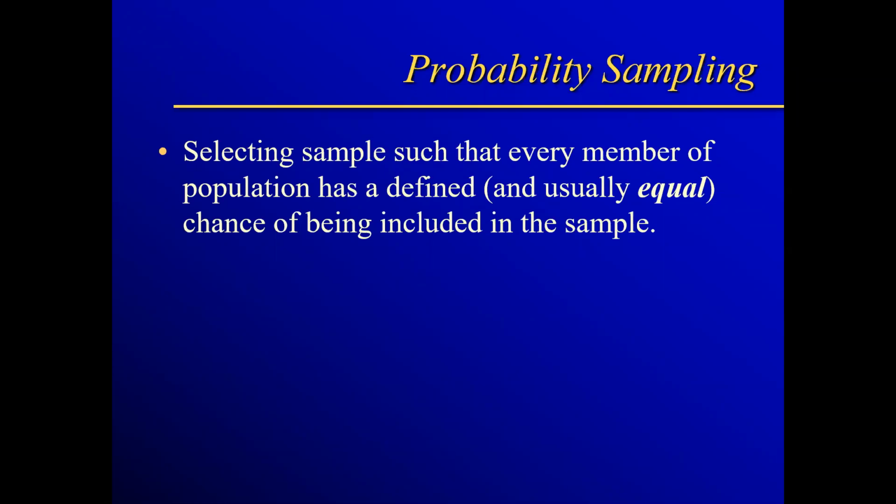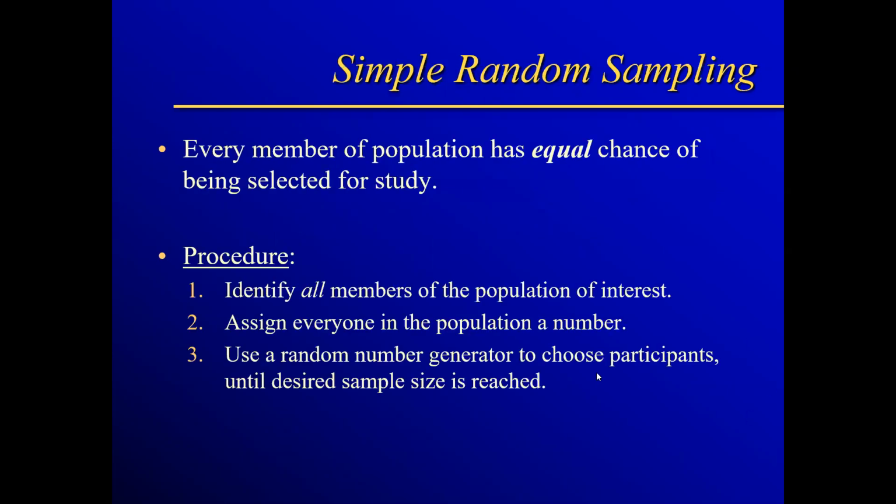So everyone in that population has an equal chance of participating in your study or being offered to participate in your study. Because remember, you can always offer a participant, hey, do you want to be in my study? And they can say no. And then obviously you can't force them to be in the study. So everyone in your population has an equal chance of being included in your survey. So let's jump into different types of probability sampling.